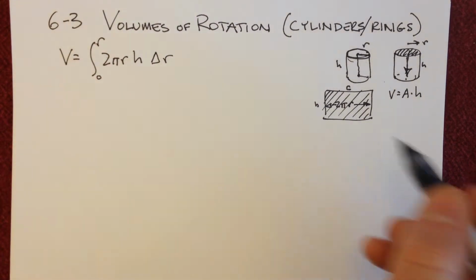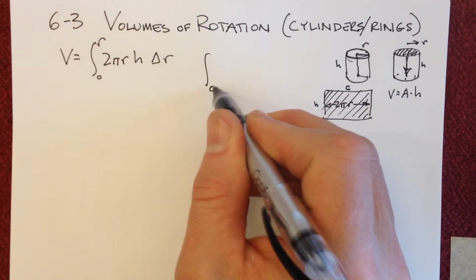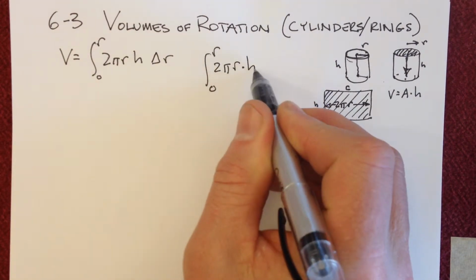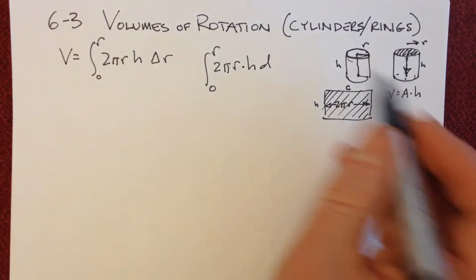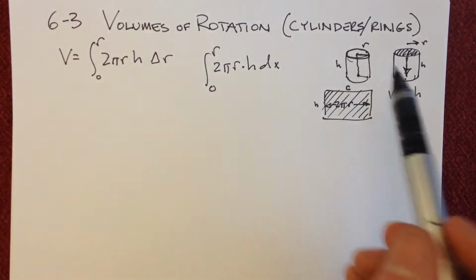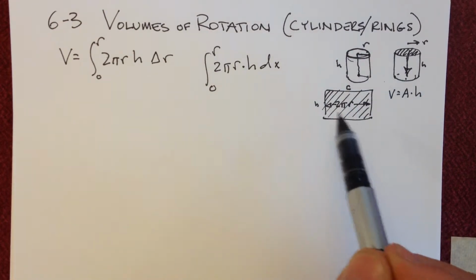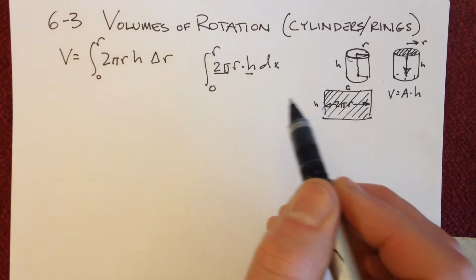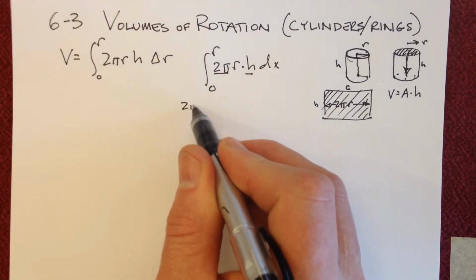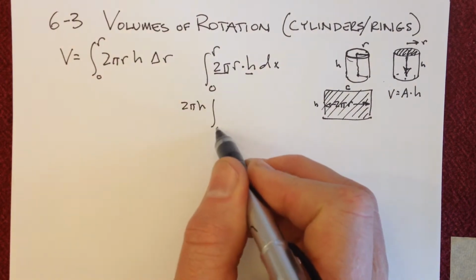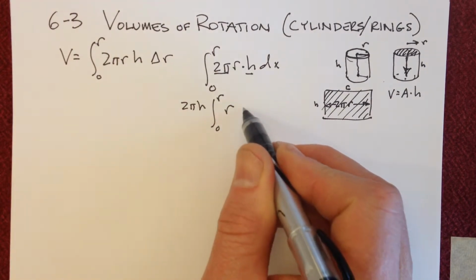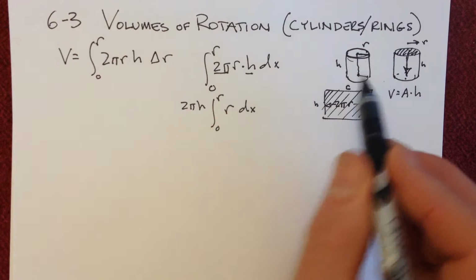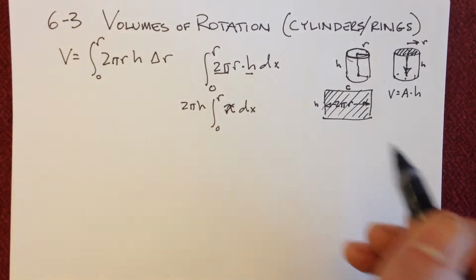Okay? So in this particular case, we would integrate from 0 to r, 2 pi r times h, and then think of it as, in this case, dx, because we could think of this as being oriented on an xy plane. Well, if we do that, 2 pi and h are just constants, so that could come out. 2 pi h comes out, left with the integral from 0 to r of r dx, in which case our radius, if it's oriented in the x dimension, will just be x. I should have written it like that.